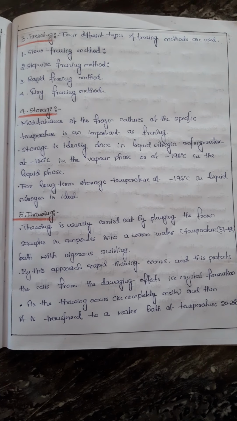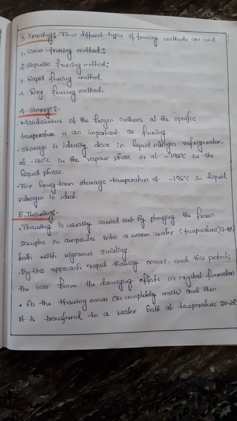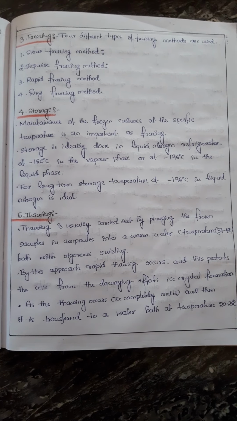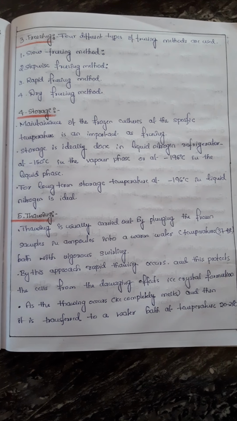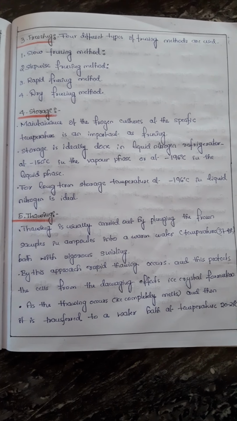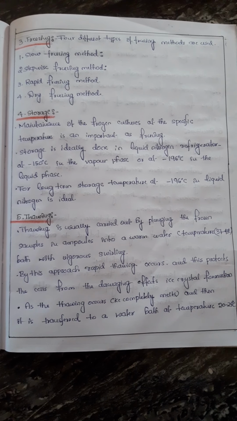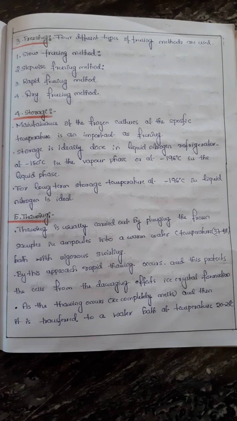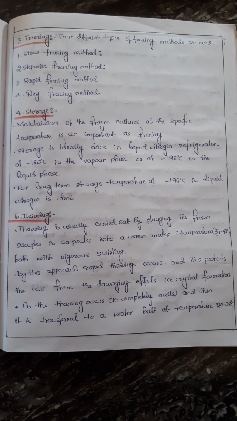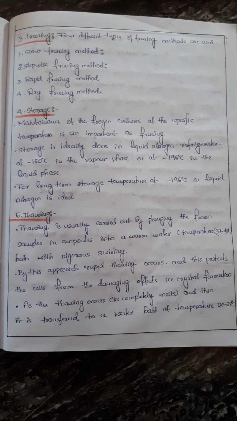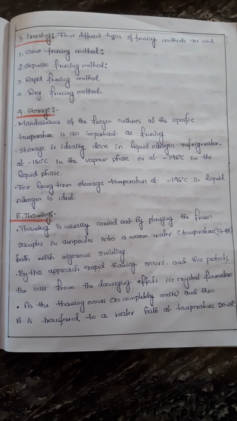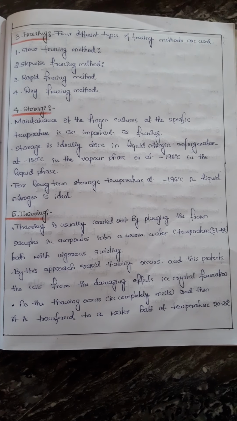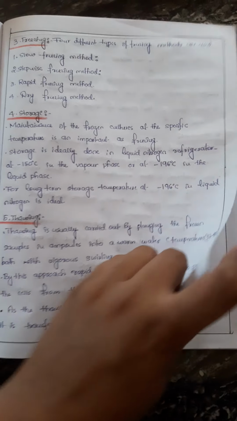Fifth one is thawing. Thawing is usually carried out by plunging the frozen samples in ampoules into warm water bath, temperature of 37 to 45 degrees Celsius, with vigorous swirling. By this approach, rapid thawing occurs and this protects the cells from the damaging effects of ice crystal formation. As the thawing occurs, ice completely melts and then it is transferred to the water bath at a temperature of 20 to 25 degrees Celsius.